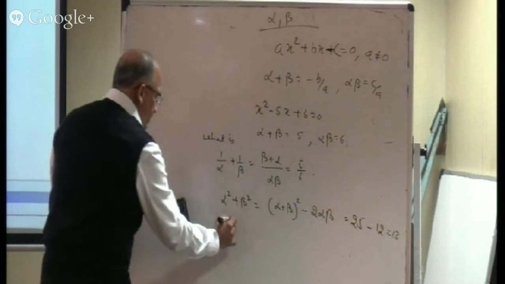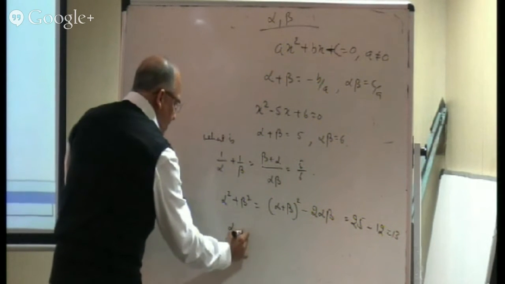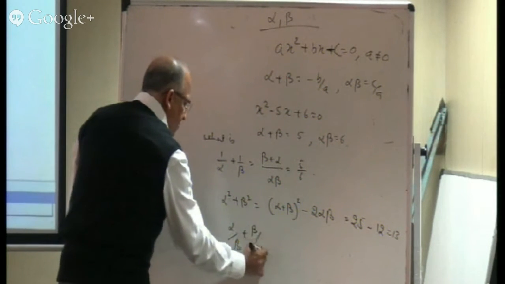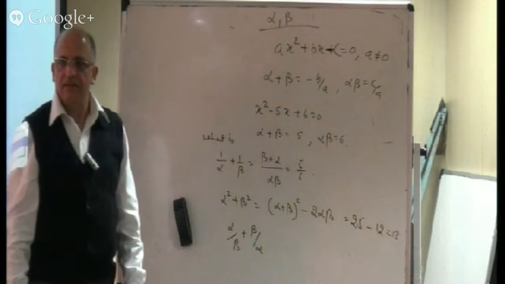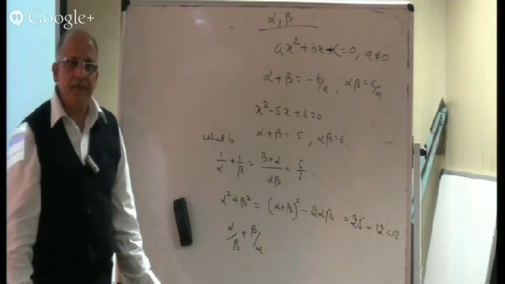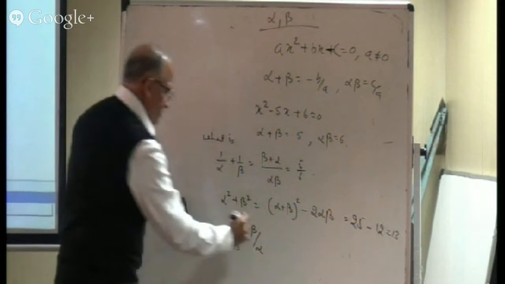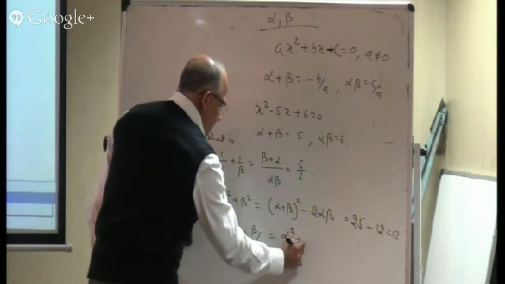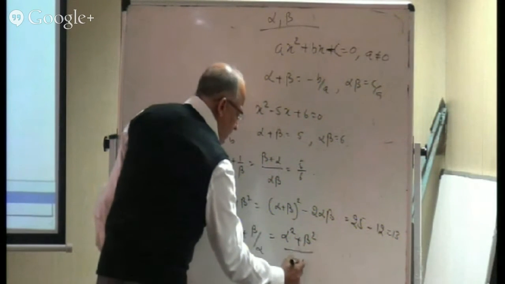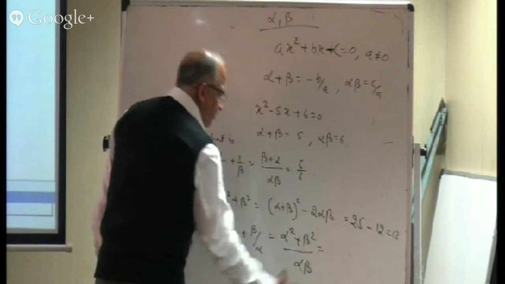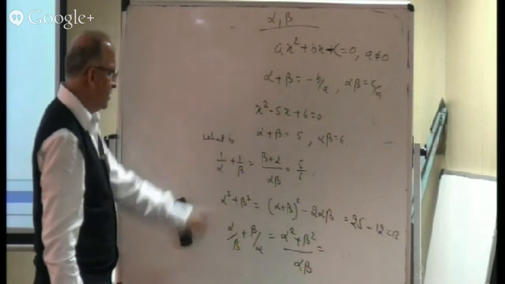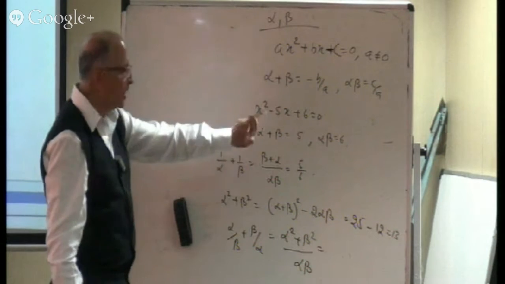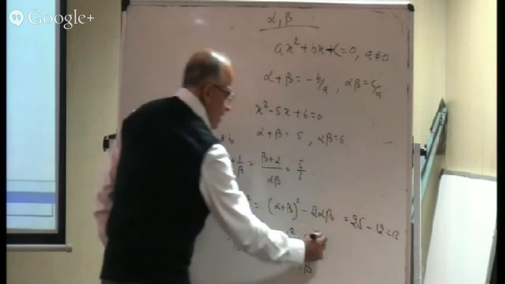What about, suppose somebody asks you what is alpha by beta plus beta by alpha? Let us take alpha square plus beta square divided by alpha beta. What it will be? 13 we have already obtained and alpha beta is given to us. So it is 13 upon 6.